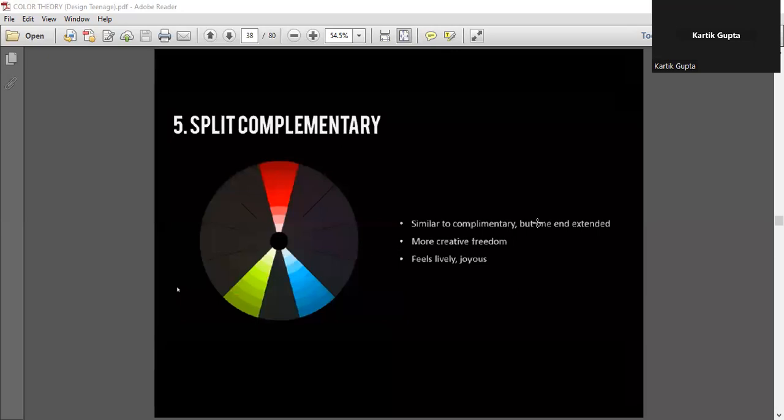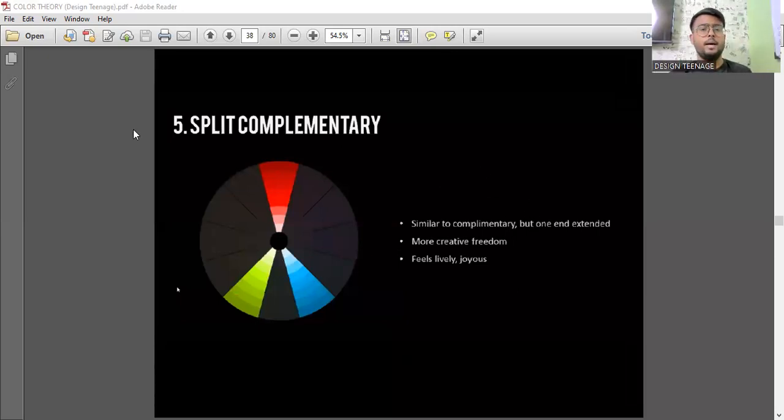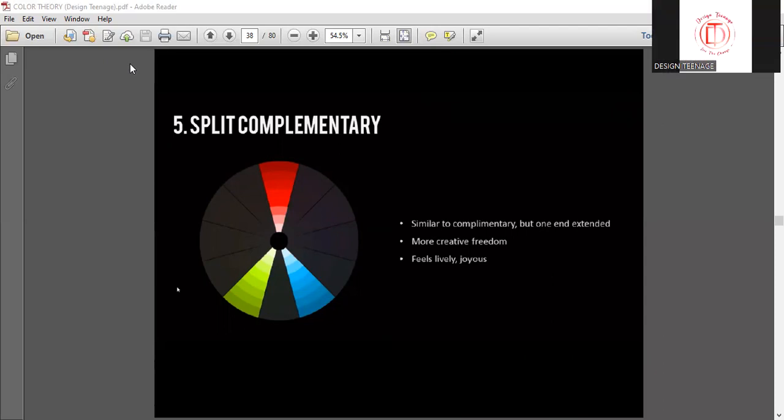Okay. Now we have something called split complementary. Again, like radial balance, which I mentioned earlier, split complementary is not really that important, but just for your information, since it's available there, I mention it. So what is split complementary? Similar to complementary, but one end extended, more creative and freedom, feels lively and joyous.